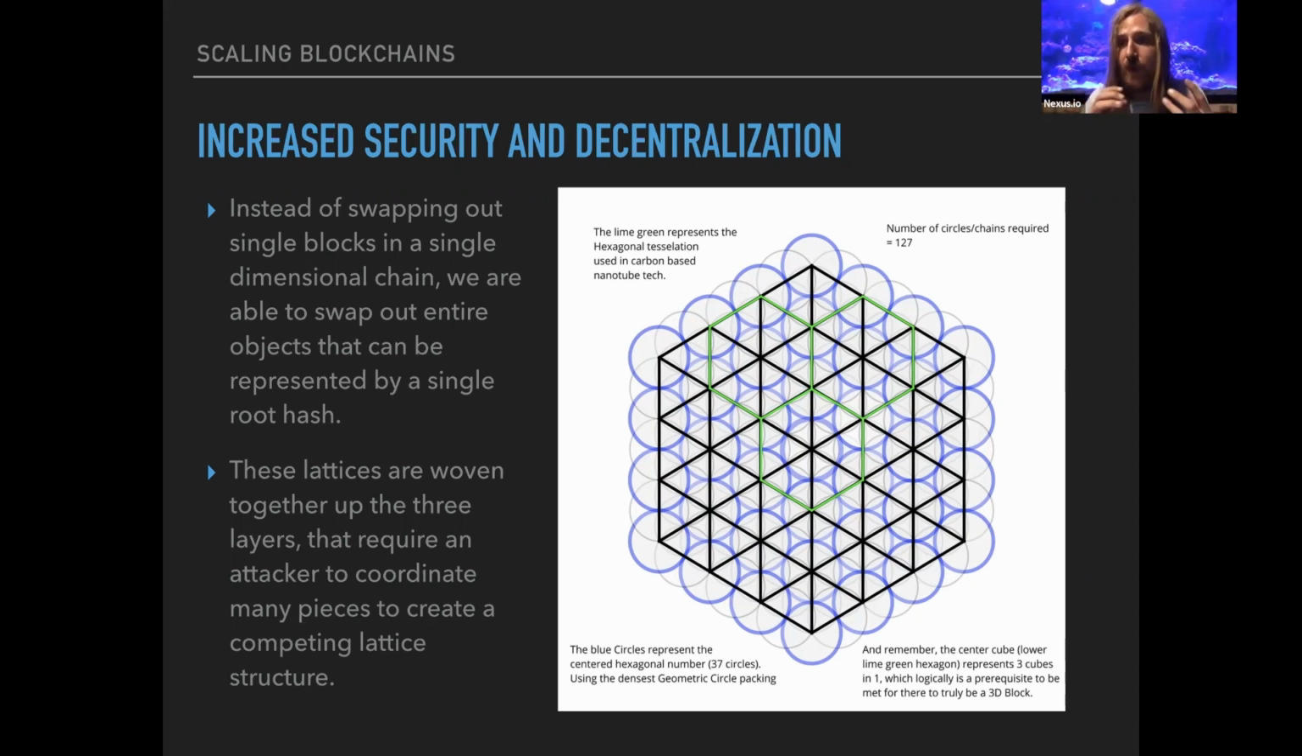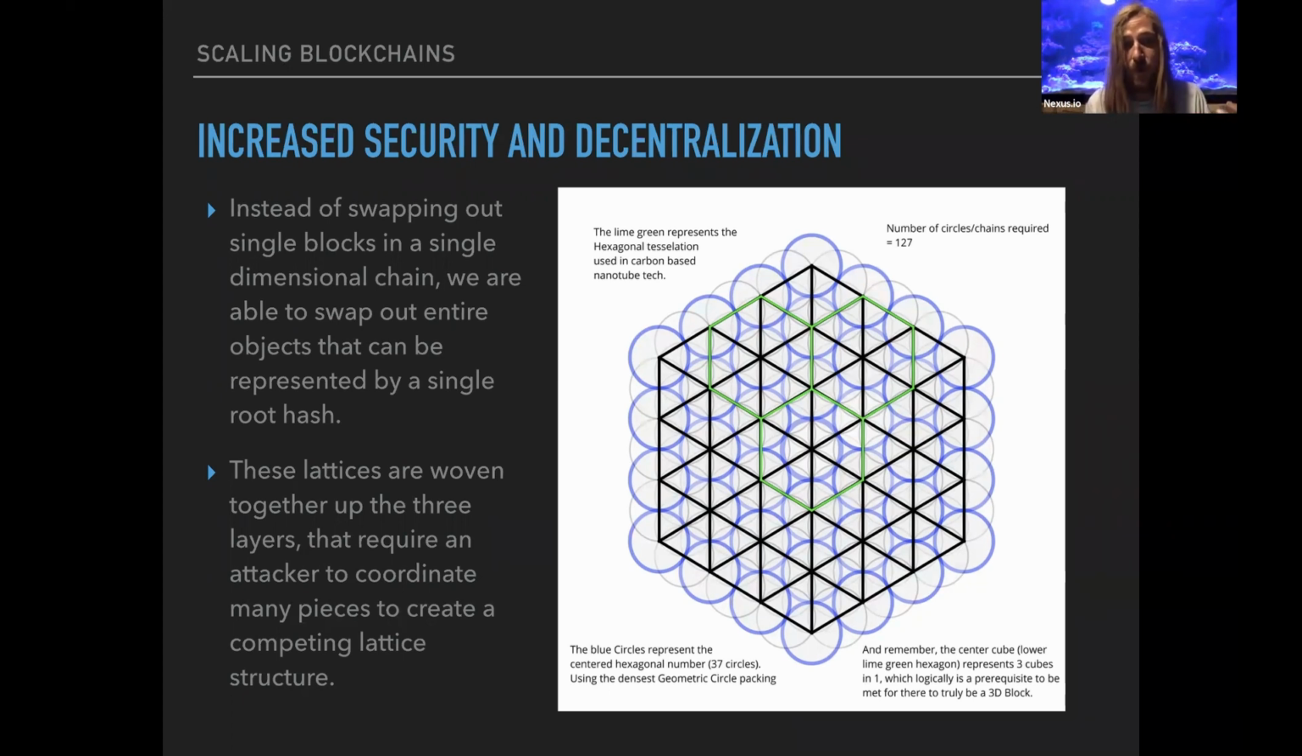Then when you add reputation into the system, it becomes even more difficult, because you essentially can't buy your way in, right? And so all of the people that have existed prior have a protection, right? And they can identify these malicious actors. So these lattices are woven together in up to 3 layers.